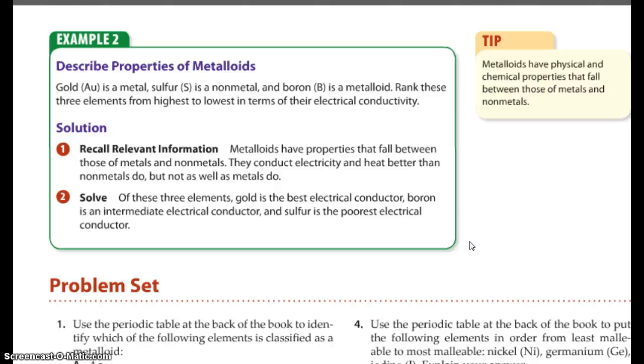Recall relevant information. Metalloids have properties that fall between those of metals and nonmetals. They conduct electricity and heat far better than nonmetals do, but not as well as metals do. Of these 3 elements, gold is the best electrical conductor because it is the metal. Boron is an intermediate electrical conductor because metalloids are in the middle. And sulfur is the poorest electrical conductor because it is a nonmetal. Tip: metalloids have physical and chemical properties that fall between those of metals and nonmetals.